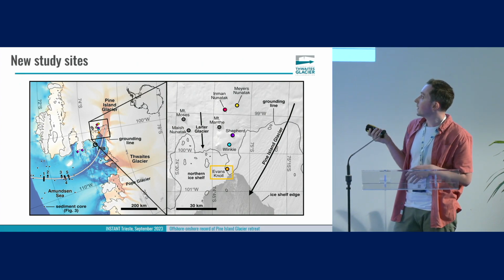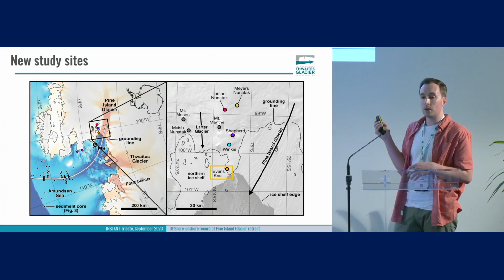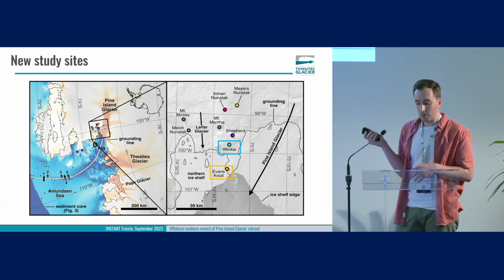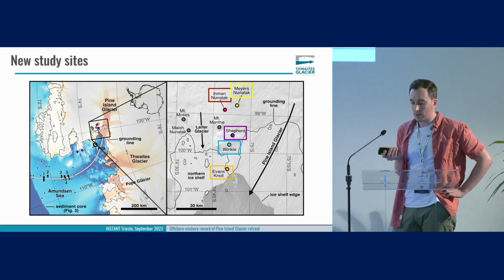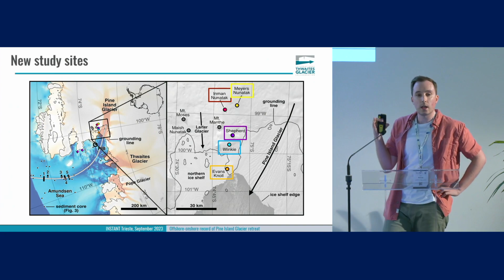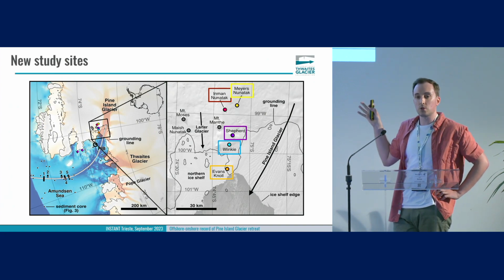So you can see the sites here. Evans Knoll is the furthest downstream, adjacent to the modern ice shelf edge. And then we move upstream from Winky Nunatak, Shepherd Dome, Inman Nunatak. And then Mayer's Nunatak is adjacent to the grounding line, right at the middle of the sort of fast-flowing trunk of Pine Island Glacier.